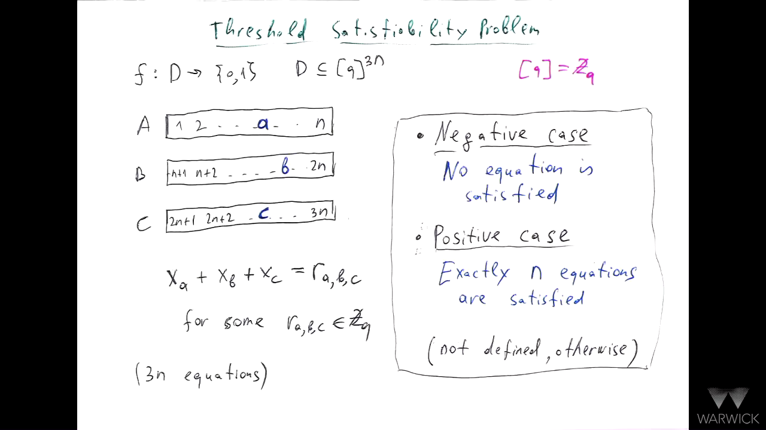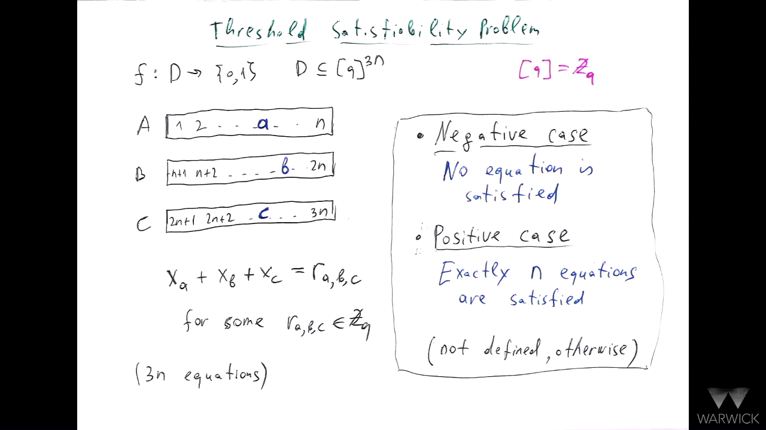It's a promise problem, a partial problem, not a partial function. In the negative case, the input is such that no equation is satisfied. The input consists of the values of x, and the r values specify the problem, so they are not part of the input. In the positive case, exactly n equations are satisfied. So there are n cubed equations, and out of them exactly n are satisfied. If there are other values, then it's not defined.